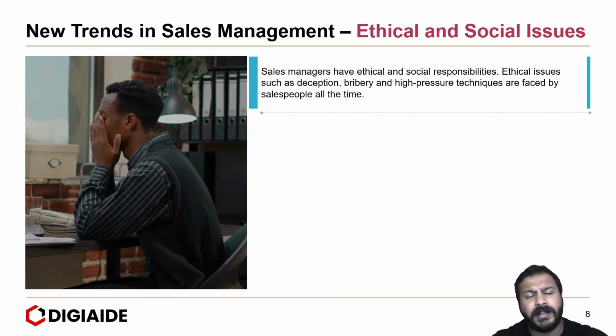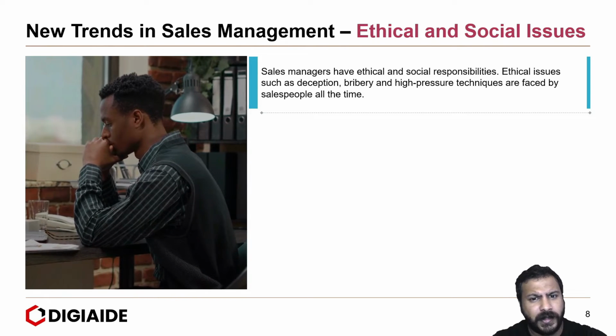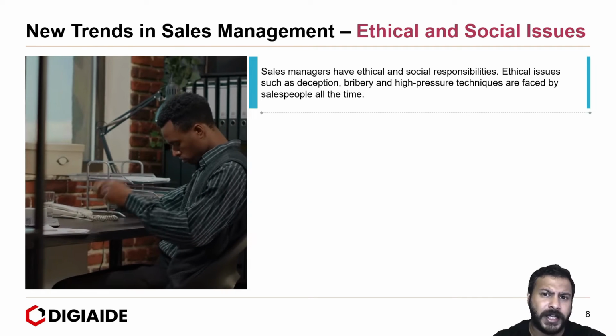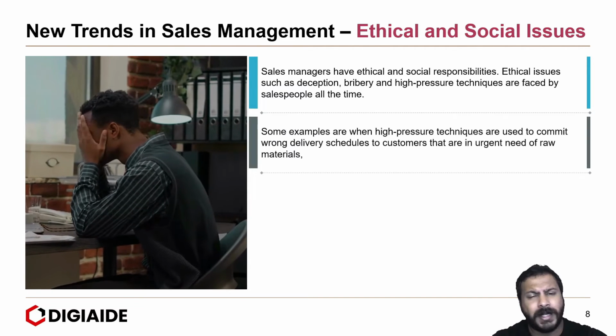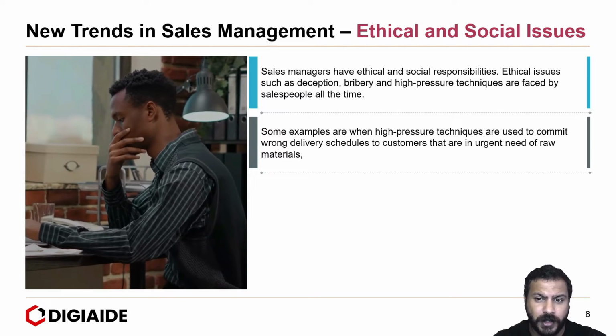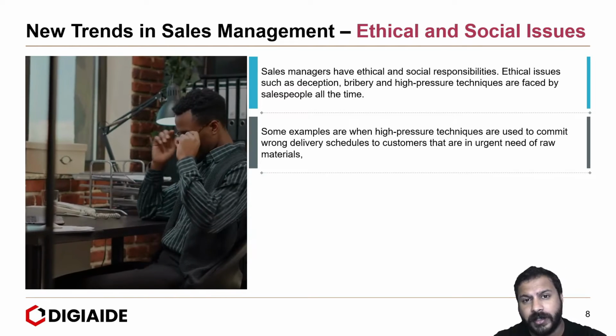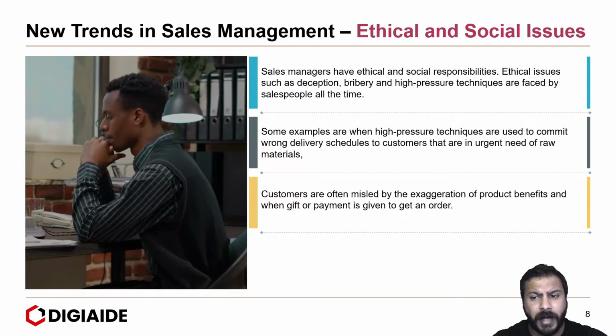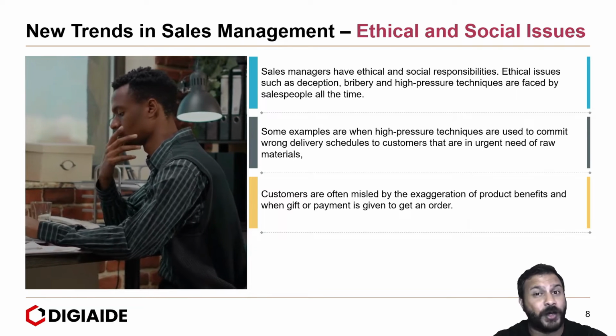Moving on to the next, ethical and social issues. Sales managers have ethical and social responsibilities. Ethical issues such as deception, bribery, and high-pressure techniques are faced by salespeople all the time. Some examples are when high-pressure techniques are used to commit wrong delivery schedules to customers that are in urgent need of raw materials. Or customers are often misled by the exaggeration of product benefits, and when a gift or payment is given to get an order.